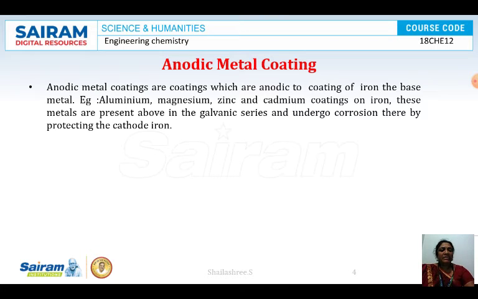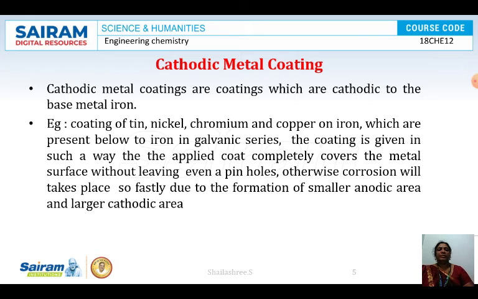When this is coated, what happens? You know very well that when we take any two metals, the metal which is above in the series acts as the anode and gets corroded, and in that way it protects the cathodic metal, iron. Understood? Next is cathodic metal coatings.